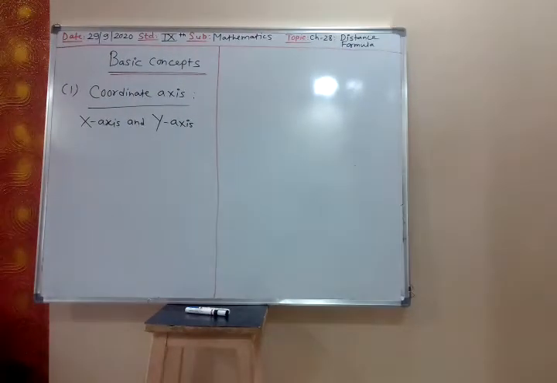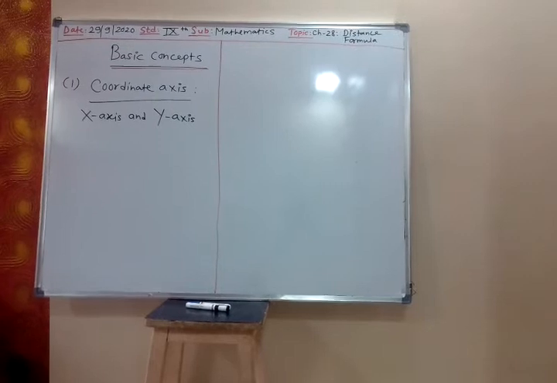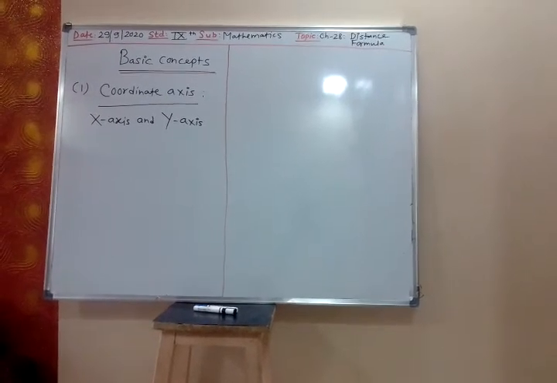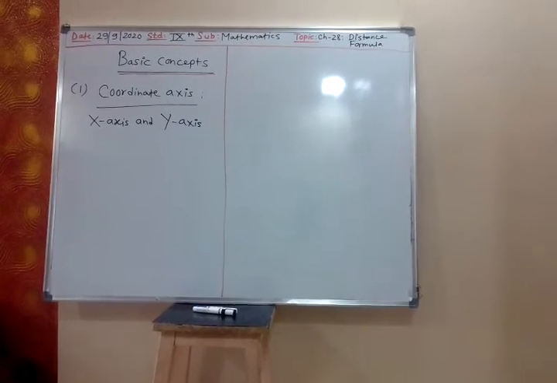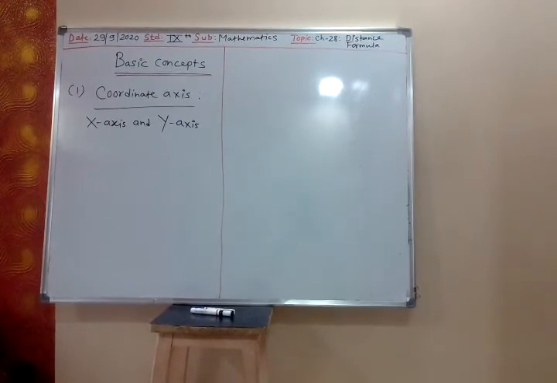Coordinate geometry. For the distance formula, we have to plot the point on the coordinate axis. So first you should know about the coordinate axis and the coordinates of a point, then we will see the formula. There are two coordinate axes, x-axis and y-axis.